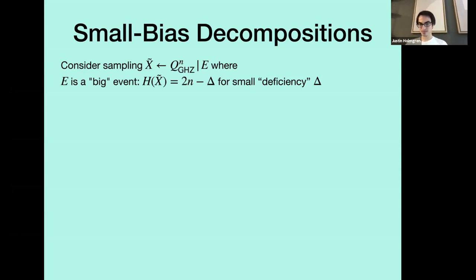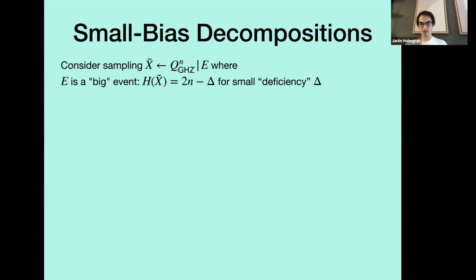And so the last thing is how we take an arbitrary event and decompose it into small bias sets. This decomposition I'll go into in a little bit of detail, not too much detail. So we start with a big event, as usual. By big, I'll quantify that by looking at the entropy of a random sample from the conditional distribution on this event. So this is at most 2n. That's what you would get if you didn't condition on anything, because the GHZ distribution has this one bit of redundancy.